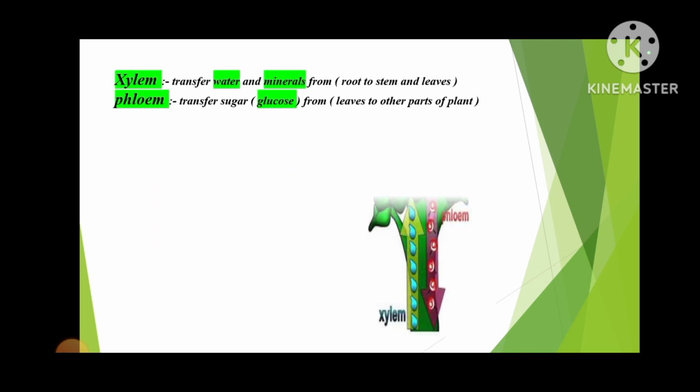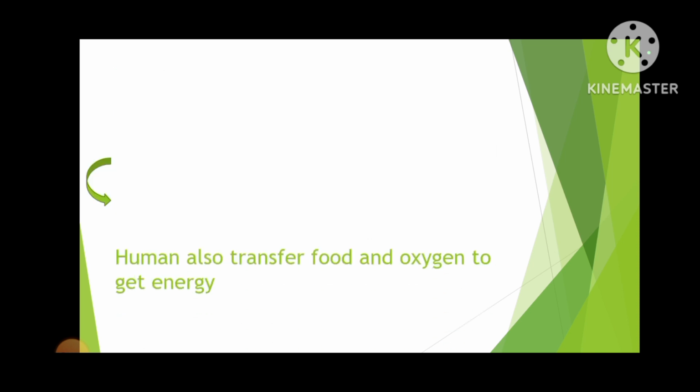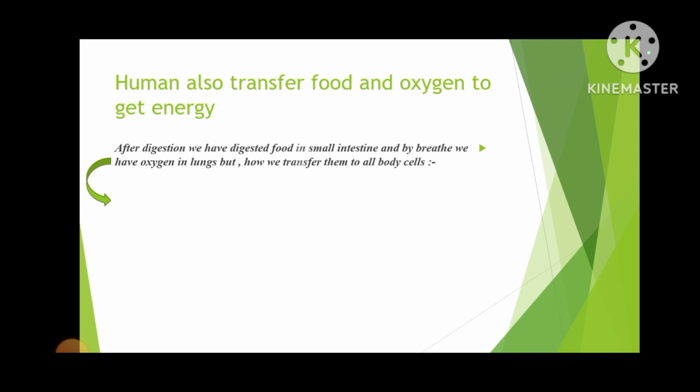So xylem transfers water and minerals from the root to the stem and leaves. Phloem transfers sugar or glucose from the leaves to other parts of the plant. They move in different directions, and each one moves in just one direction. And this is the transportation system of the plant.